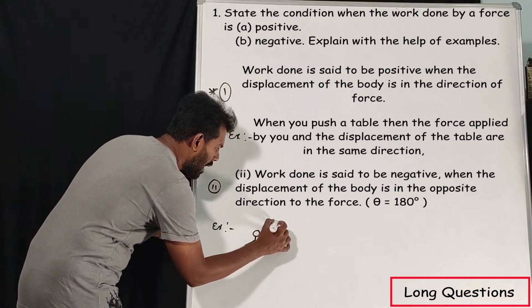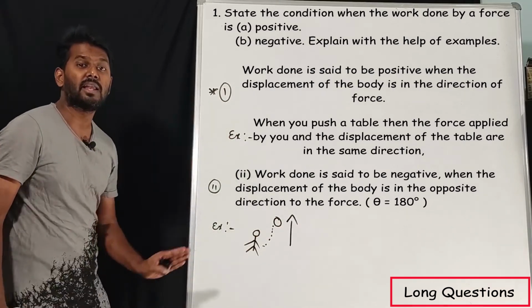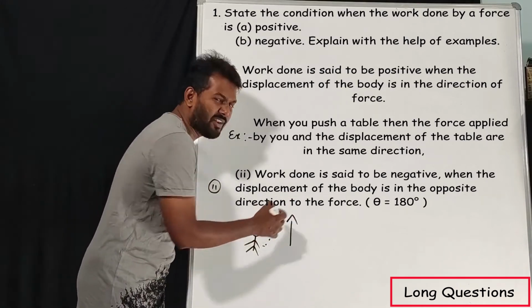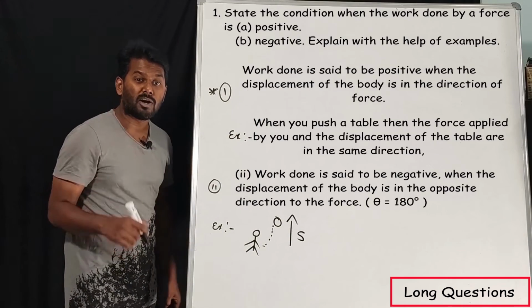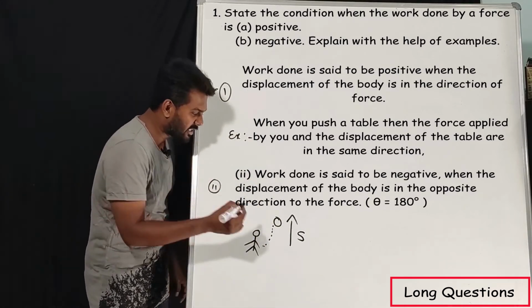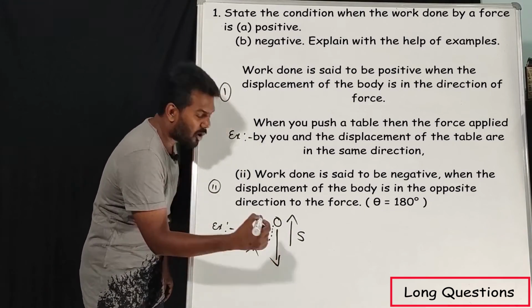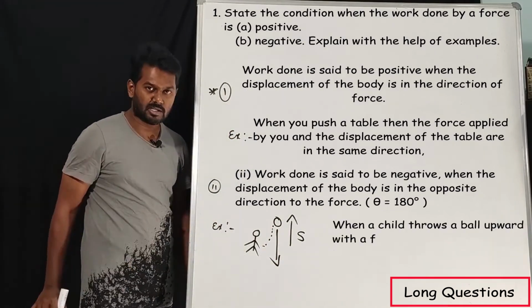Okay, ball is moving in this direction. Ball is moving in upward direction. So what can we call that as? Displacement, correct? Displacement. But what about force? See, force is not what you are thinking. Force is nothing but the weight of the body. Weight of the body that will be in downward direction, correct?